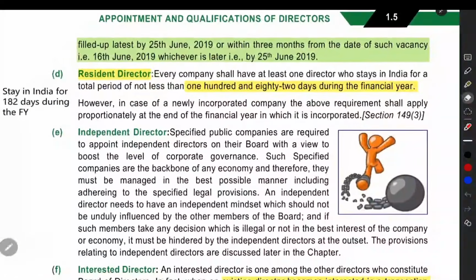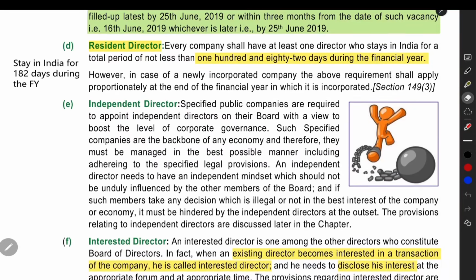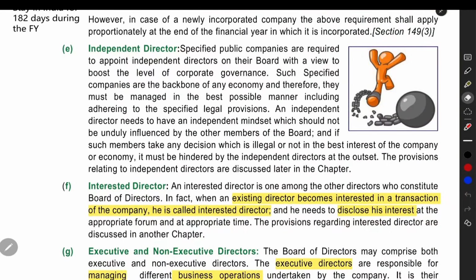Next, resident director. Every company should have one resident director minimum. That resident director should be staying in India for a period of 182 days during the financial year, during the current financial year. Next, independent director. We have a separate provision for independent director, which we will be seeing later. So now I am skipping it.